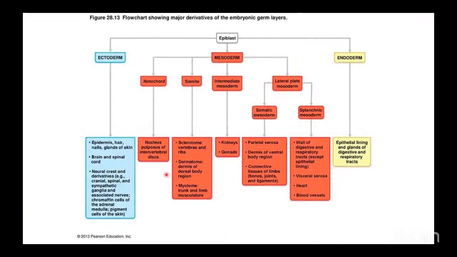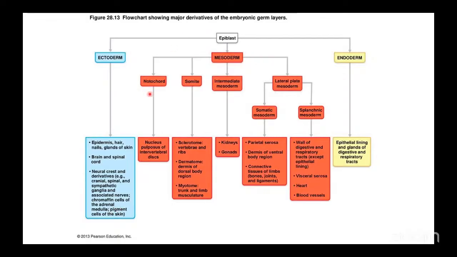So this diagram here summarizes the derivatives, all right? So epiblast will give rise to your ectoderm and mesoderm. The endoderm is formed from the hypoblast actually, so just ignore this part. Then your ectoderm, as we mentioned, gives rise to your epidermis and your appendages, the brain and the spinal cord, so the CNS, and the derivatives of the neural crest. So, for example, your ganglia, chromaffin cells of the adrenal, your melanocytes in the skin, so on and so forth.